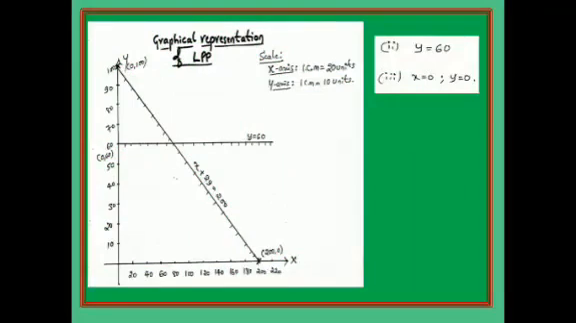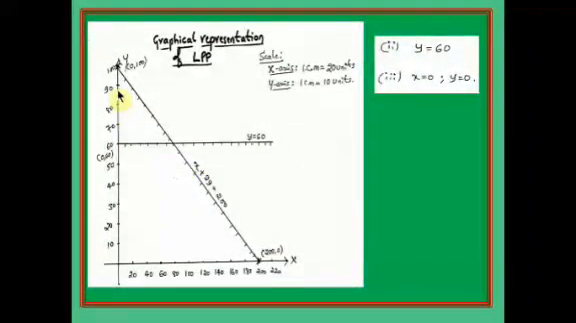y is equal to 60 has to be plotted, so y is equal to 60 is here. One line perpendicular to the y-axis, or parallel to the x-axis, has been drawn at this particular value, y is equal to 100. Sorry, y is equal to 60. Now the representing equation also has to be written nearby this particular line. y is equal to 60.